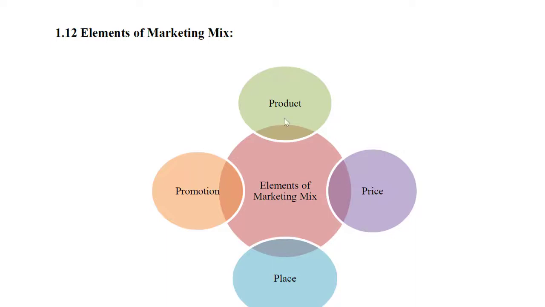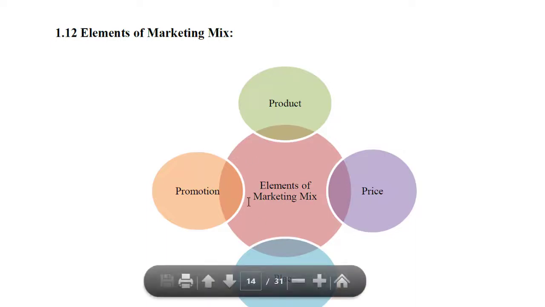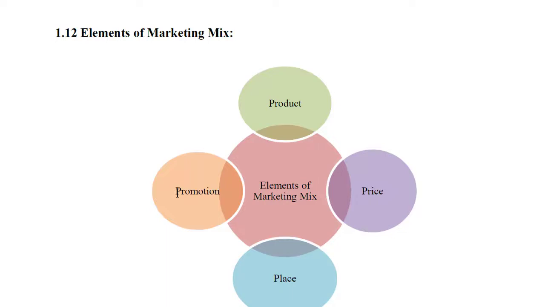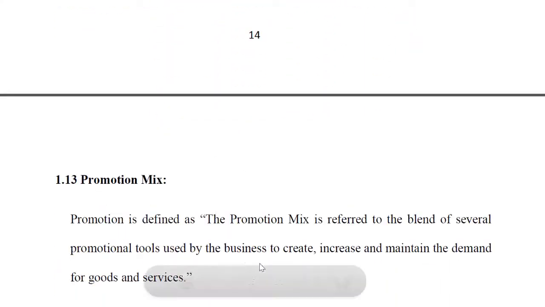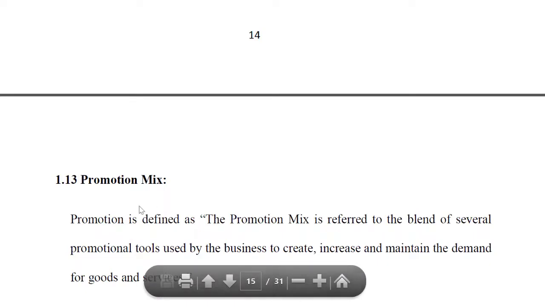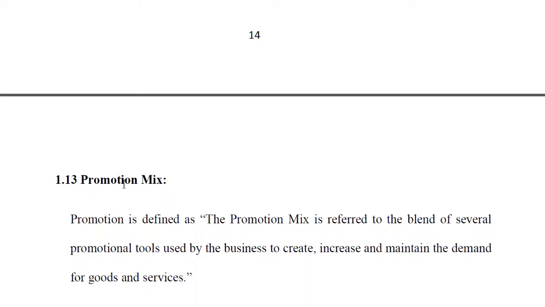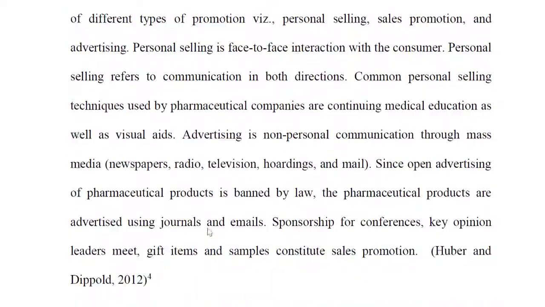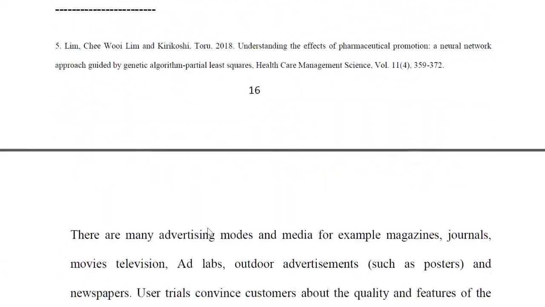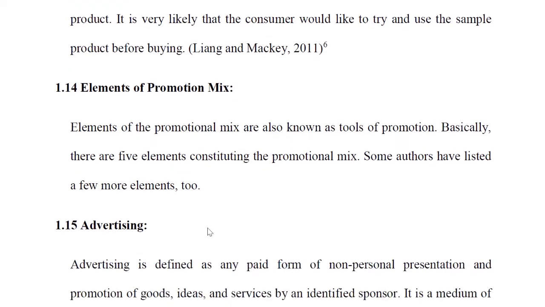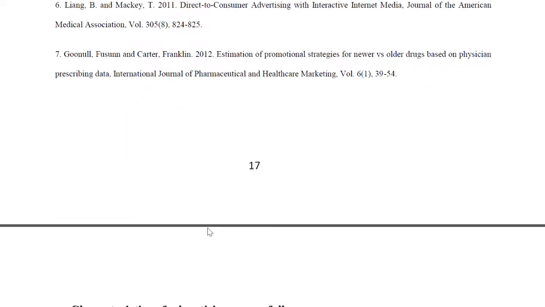So the elements of marketing: product, price, place and promotion. And as we discussed, the title is impact of promotion on the performance of the pharmaceuticals. So here we are specifically going to target the promotion, and that's the reason the promotional elements are discussed afterwards. In 1.13, we have talked about the promotion mix, and after that the elements of the promotion mix are discussed in detail. Advertising is one of the elements of promotion.